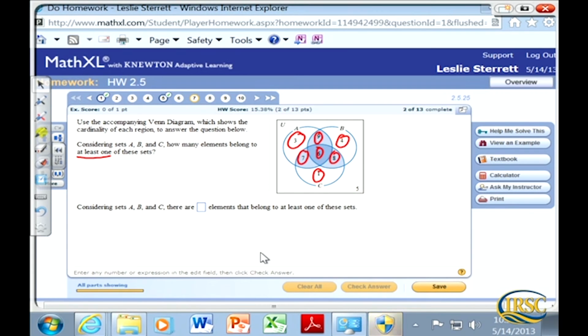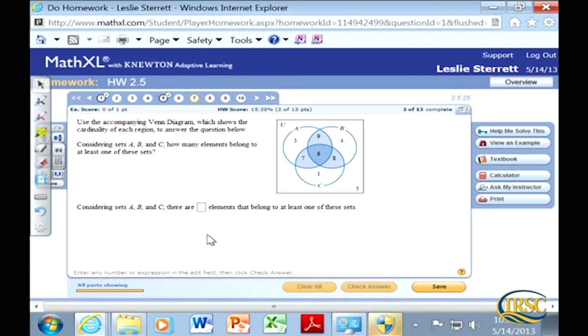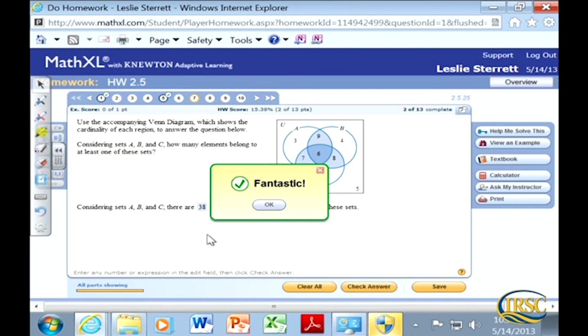Well, you have to add up all those numbers. Because again, right here is where the problem tells you this shows the cardinality of each region. So that means that's how many elements are in each area. And it wants to know how many elements total belong to at least one. So you're adding up all of those amounts. 38? Okay, I heard 38. Fantastic.